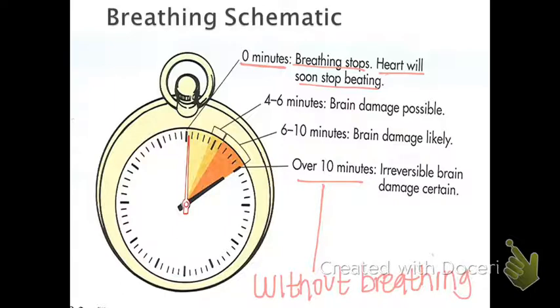And so within 4 to 6 minutes, if we don't start rescue breathing or some type of oxygen delivery, what they say is that brain damage is possible, right? So there is a low percent chance that our patient might have some type of brain damage if we don't introduce oxygen within the first 4 to 6 minutes after they stop breathing. And so when we get into the 6 to 10 minute time frame, that's where we really start to be concerned because brain damage is likely. So we've just now increased the patient's chances of having some percent of brain damage.